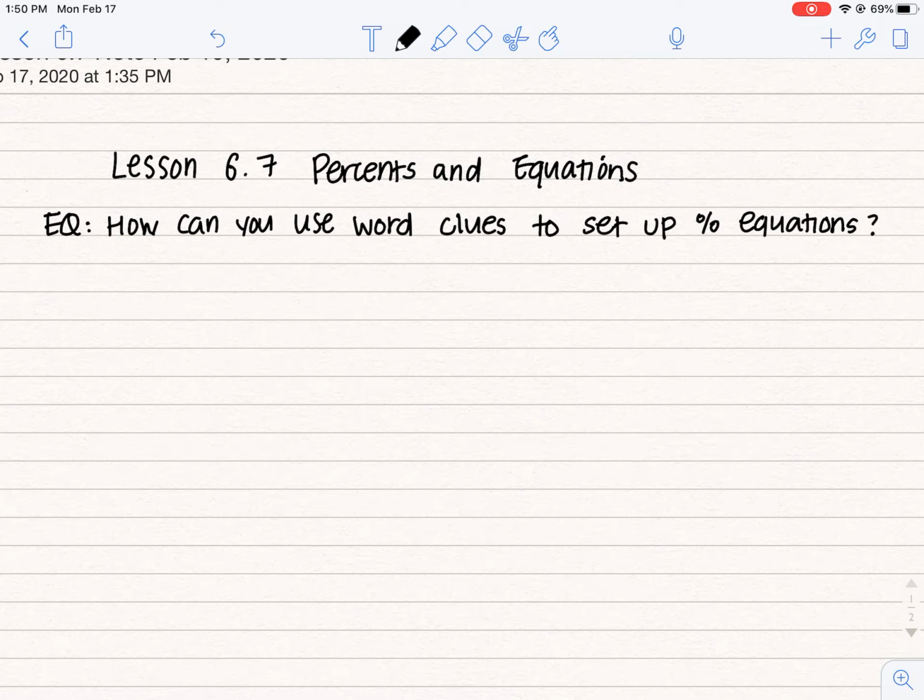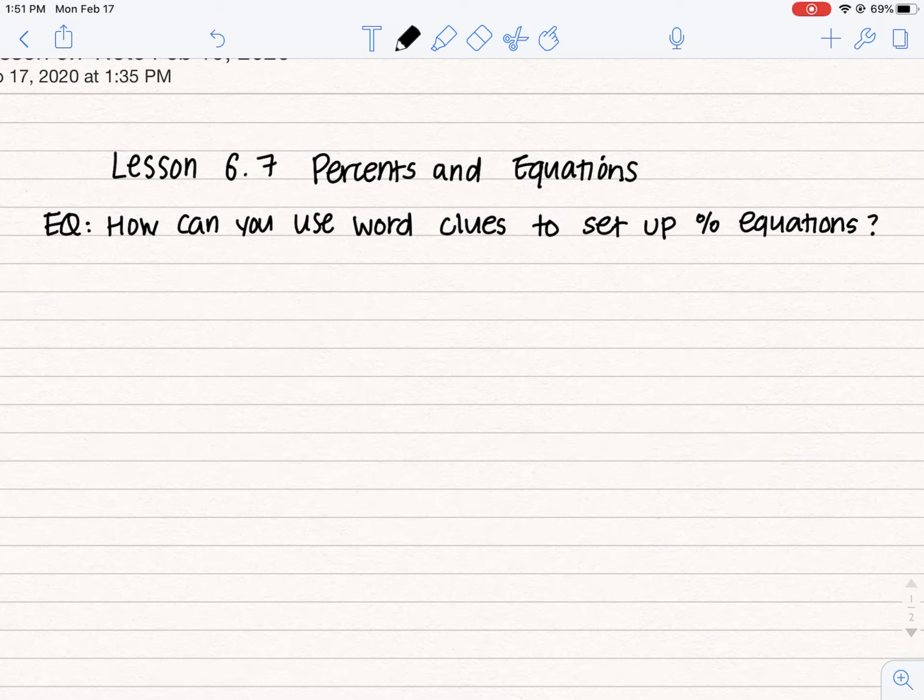So in order to set up equations using percents, you'll have to seek certain word clues to help you set up the equation. Before we start, if you need to pause the video to write the sentence, you can do that.